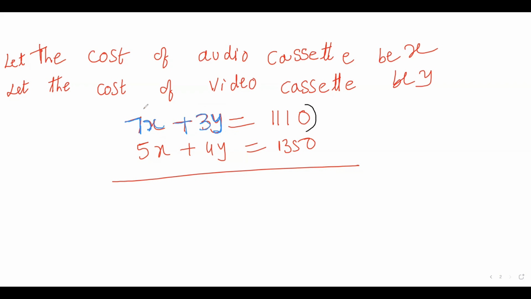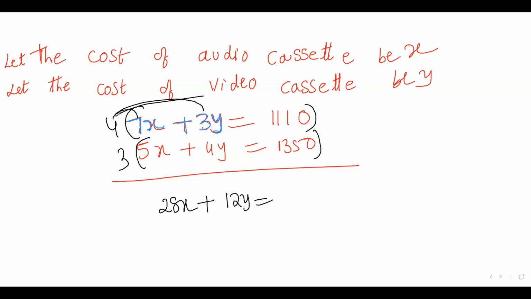Multiply the first equation with 4, and the second equation should be multiplied with 3. Start multiplication. 4 sevens are 28x. 4 threes are 12y. 4 into 1110 is 4440.